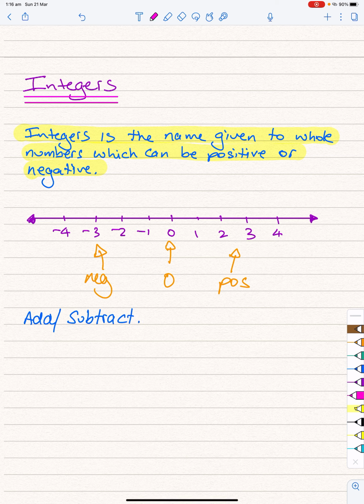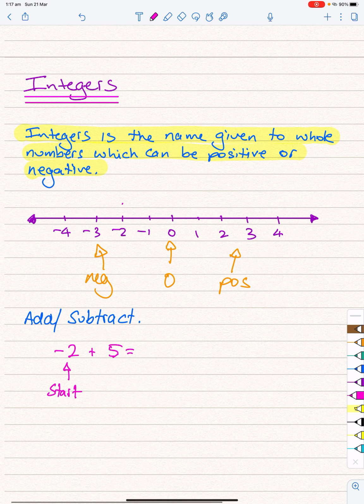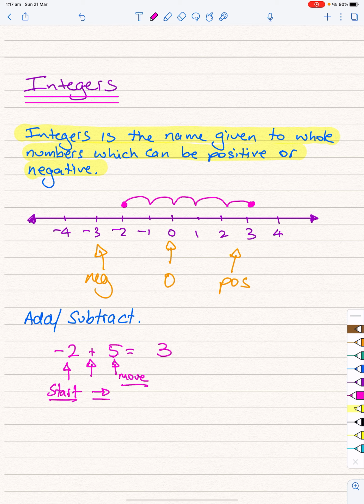Okay? So let's start off with something like -2 plus 5. What this means is that we're going to start at -2 on our number line, so right here, and we're going to add, which means we're going to go that way on our number line, move this many spaces, so 5 places. So I'm going to start at -2, and I'm going to go 1, 2, 3, 4, 5. And that's going to be -2 plus 5, which gives me an answer of 3. I started at -2, I went right direction, and I moved 5 spots.